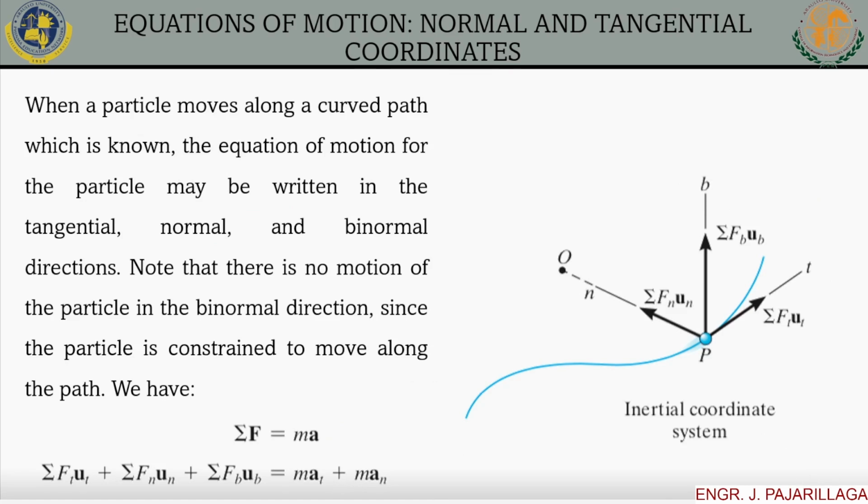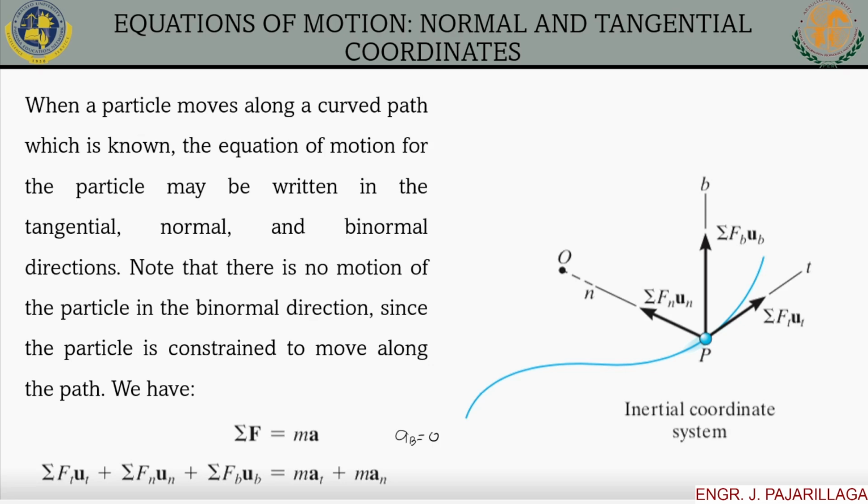Now, if our forces are present on the three axes, therefore the summation of forces can be written as the summation of forces on the tangential axis plus the summation of forces on the normal plus the summation of forces on the binormal. And that should be equivalent to the mass multiplied by the tangential acceleration plus the normal acceleration. Okay? Take note, wala tayong aB. Okay? aB is equivalent to 0.